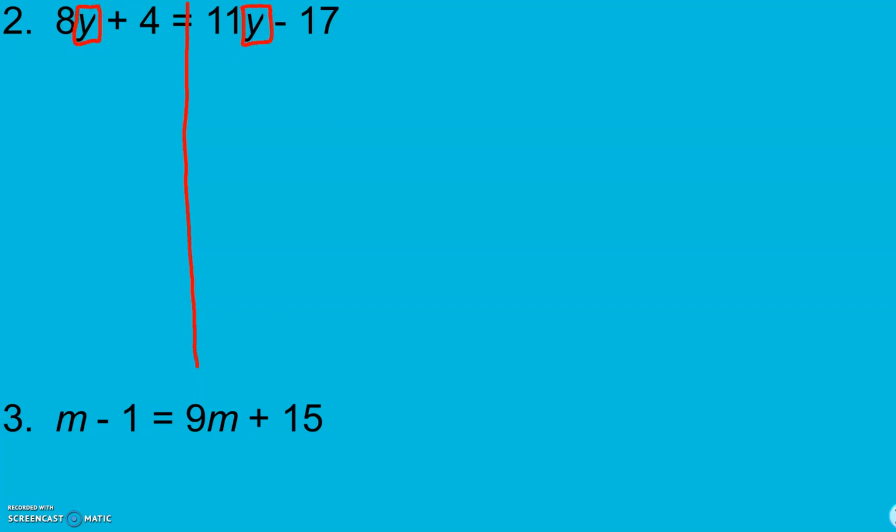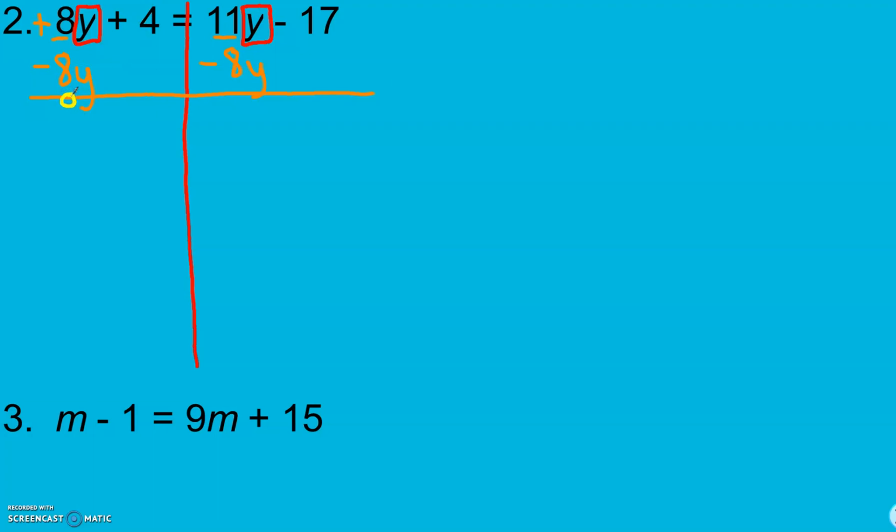I have an 8 and an 11. 8 is smaller, so that's the one that I'm going to move. Right now it's a positive 8, so to get rid of it, I take away 8. Positive 8 minus 8 is how I get to 0, and that is our goal. We subtracted 8y. Whatever I do to one side, I have to do to both.